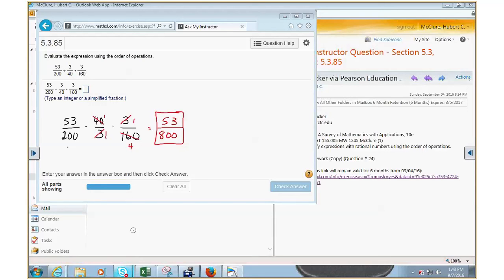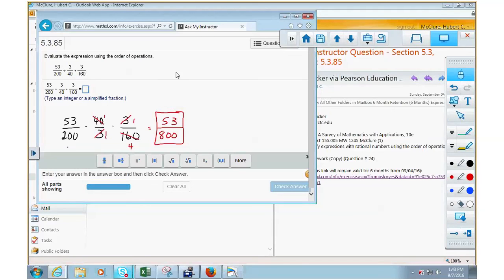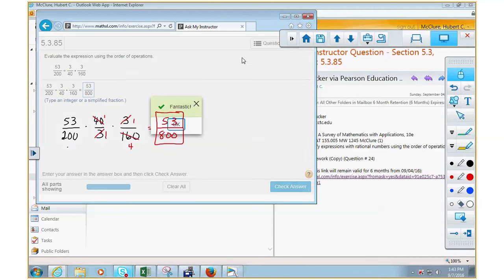And yes, that is a test question. If I give you 10 questions, 7 to 8 of them are going to be fractions, with scientific notation in there too, which we haven't even run over yet. So I'll just give you more questions so I can put more material on there. 53 over 800. Fantastic.